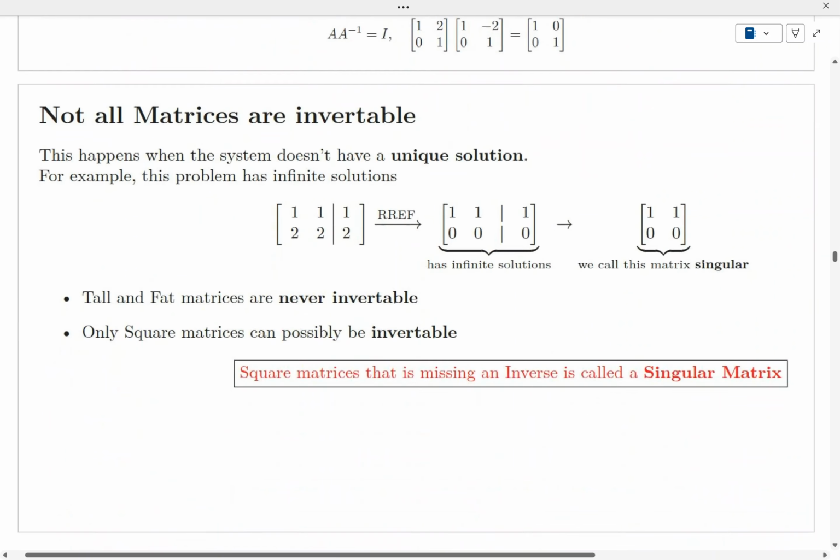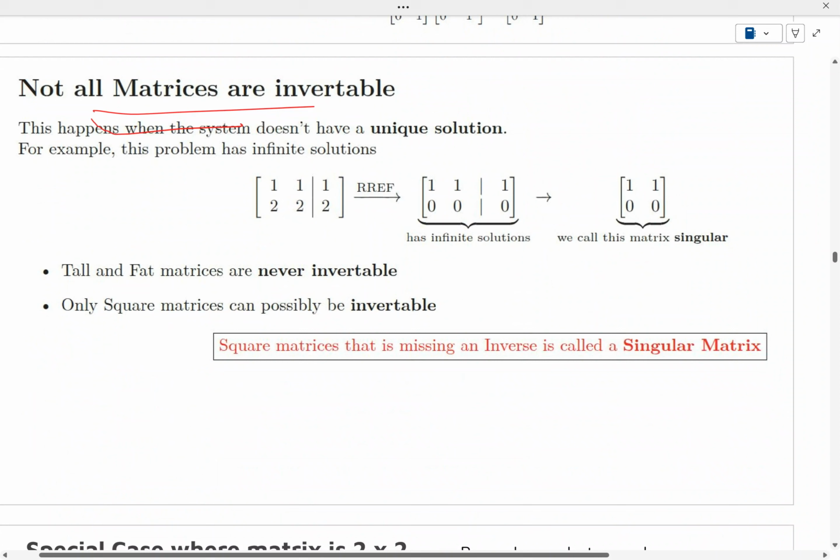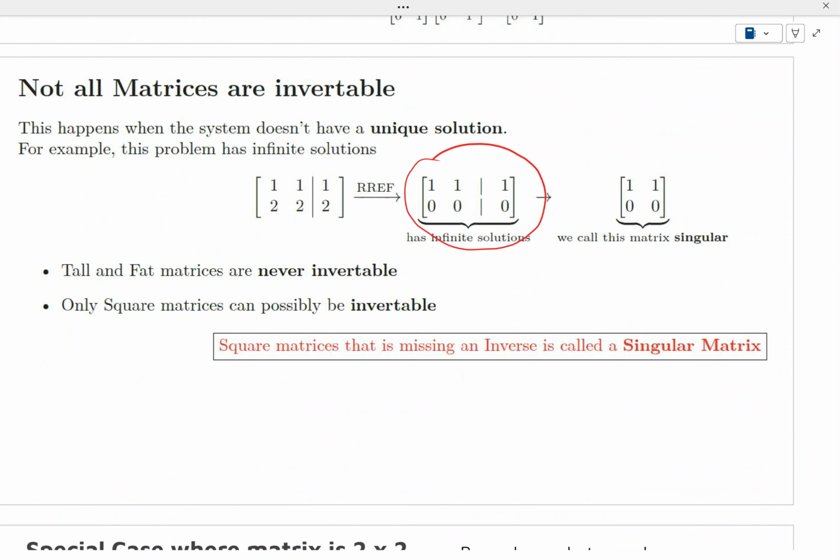Okay. Now, not all matrices are invertible. Sometimes a matrix can be inverted, other times it can't. For example, in this particular situation, notice how we have infinite solutions. Well, you can't invert those. So the only matrices that you can invert are the ones with unique solutions. And for the matrix that you cannot find an inverse, we call those a singular matrix.